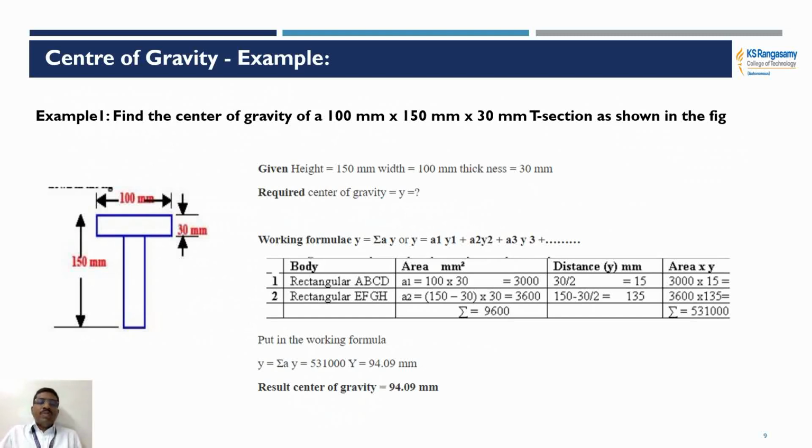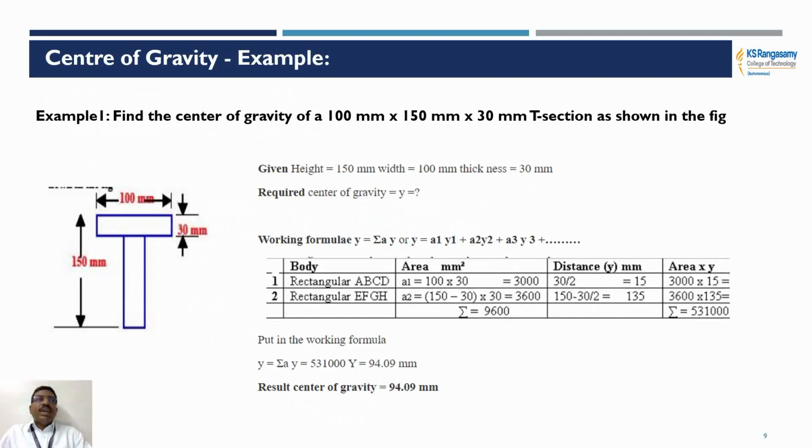With the help of the formula we can find the center of gravity. If you are finding it along the y direction, the formula is a1y1 plus a2y2 plus a3y3 divided by a1 plus a2 plus a3. If you want to find the center of gravity along the x direction, the formula is a1x1 plus a2x2 plus a3x3 divided by a1 plus a2 plus a3.